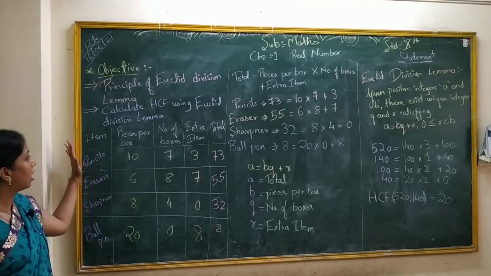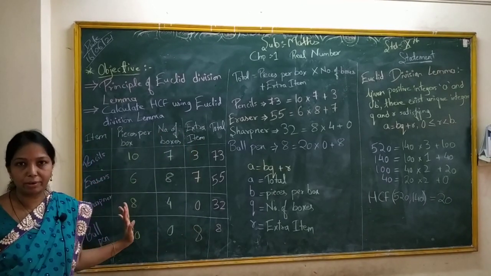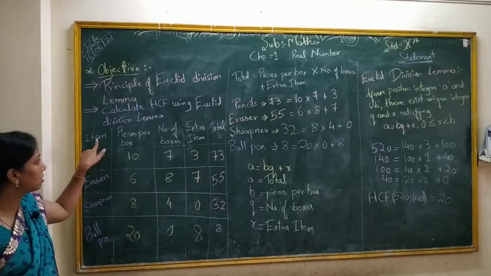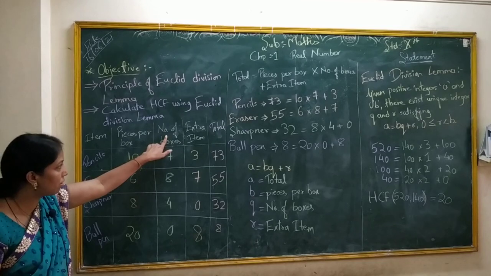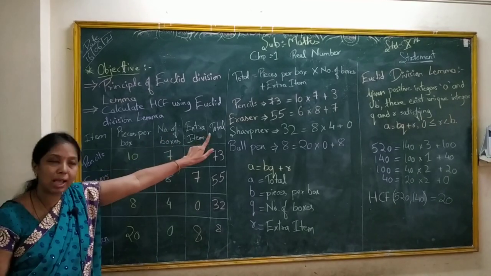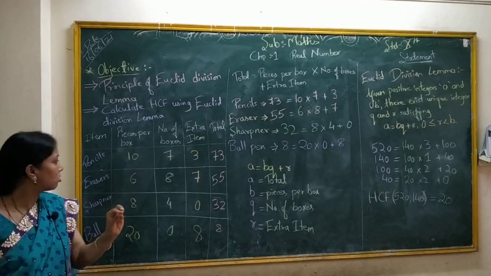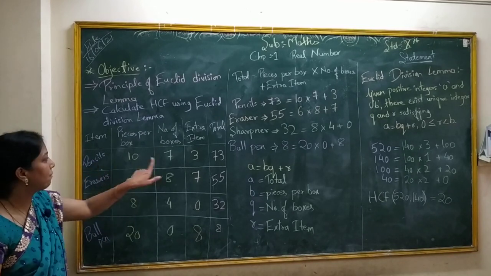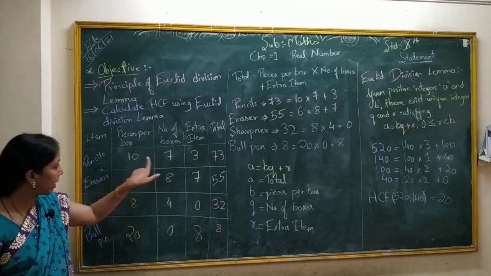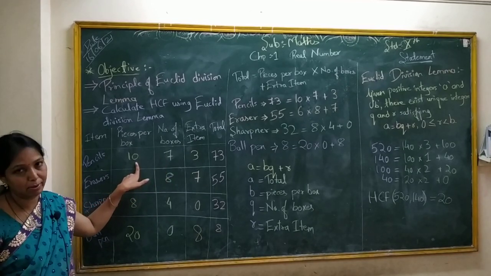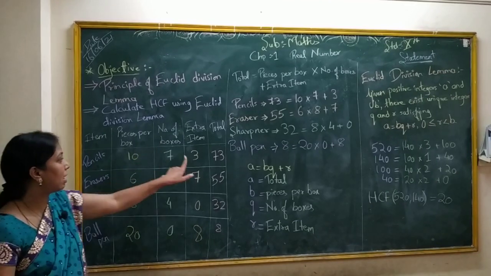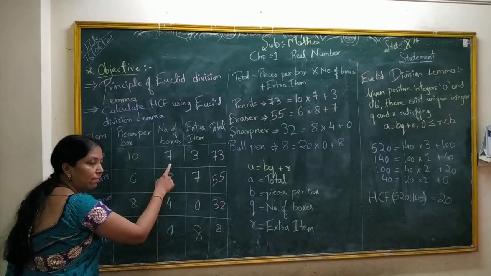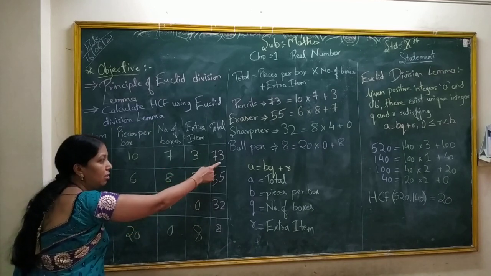This is the tabular form he has. It has 5 columns, namely items, pieces per box, number of boxes, extra items and the total. Now suppose we want the pencils record. He has 7 boxes of pencils and each box contains 10 pencils. Along with this he has 3 extra pencils. So the total becomes 10 into 7, 70, plus 3, that is 73.